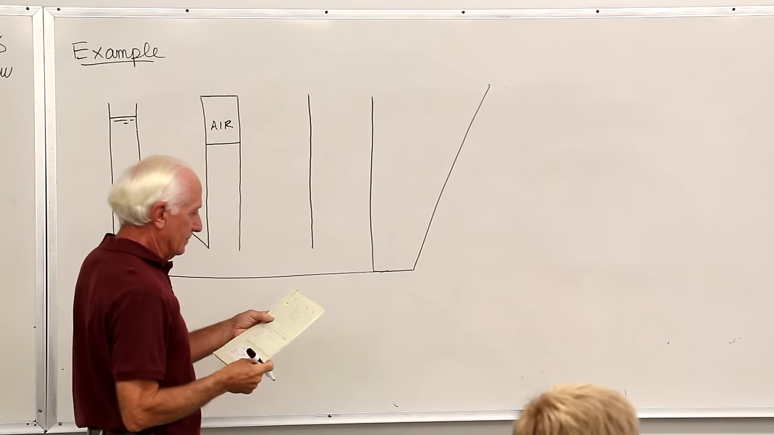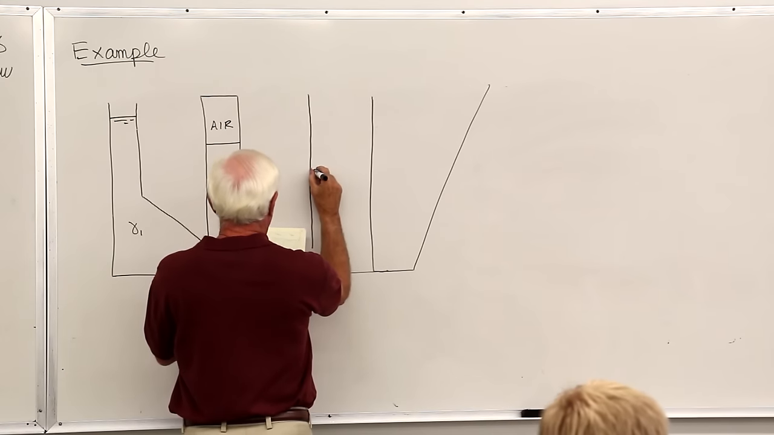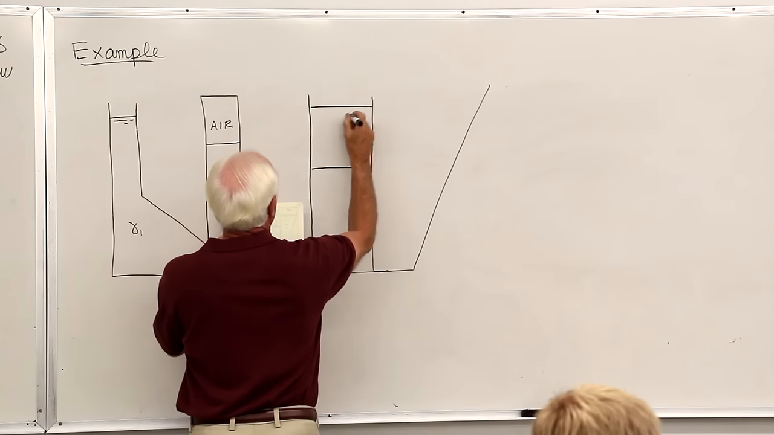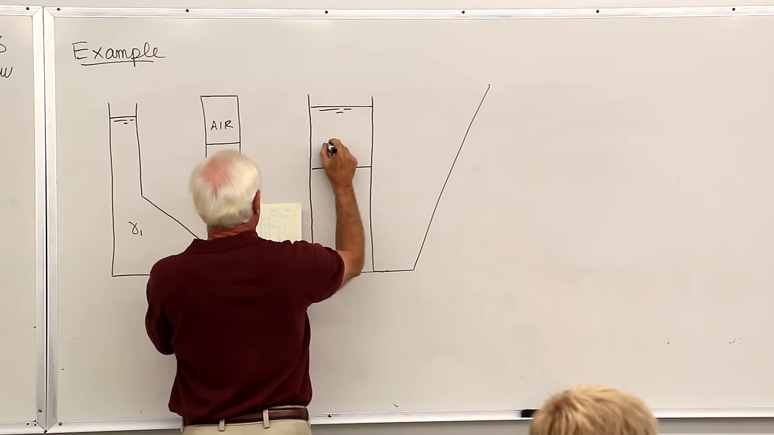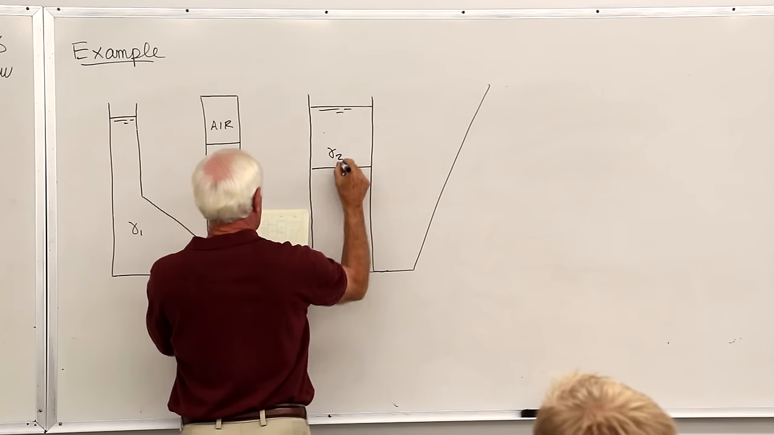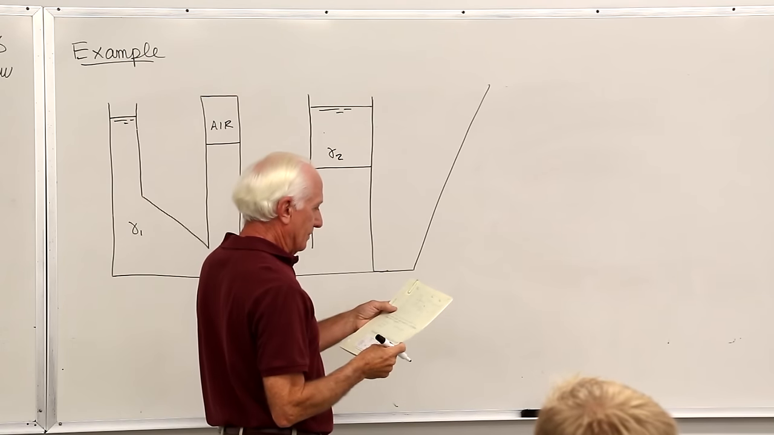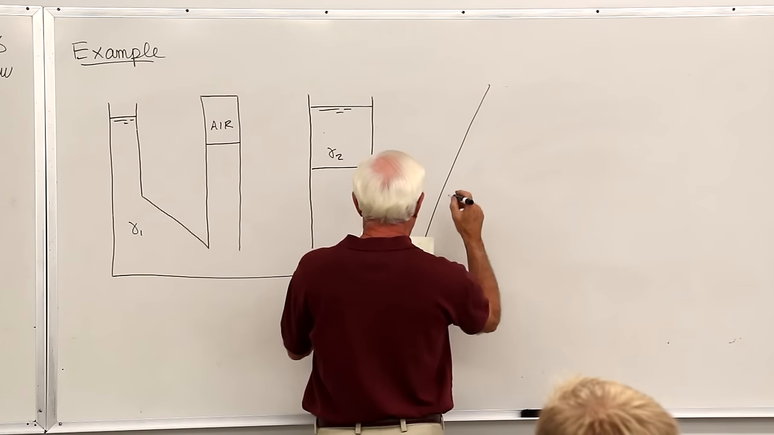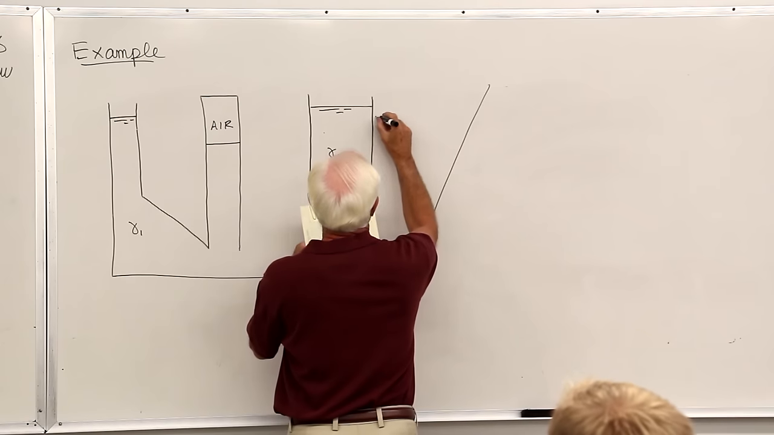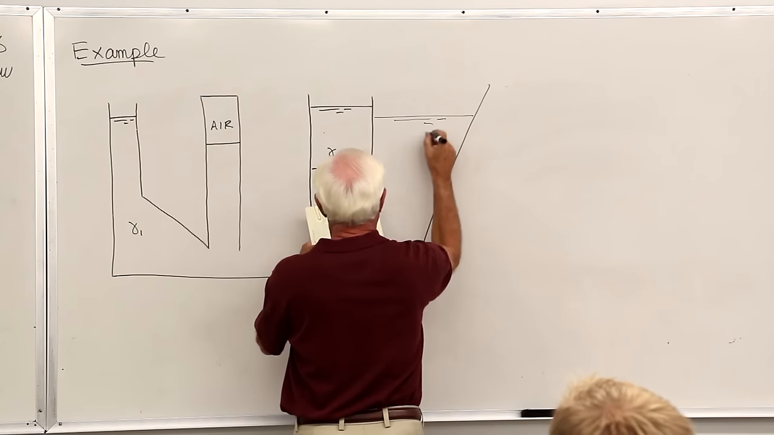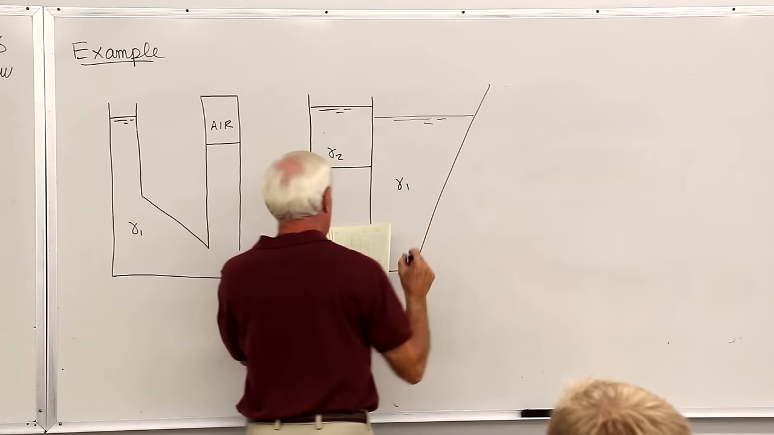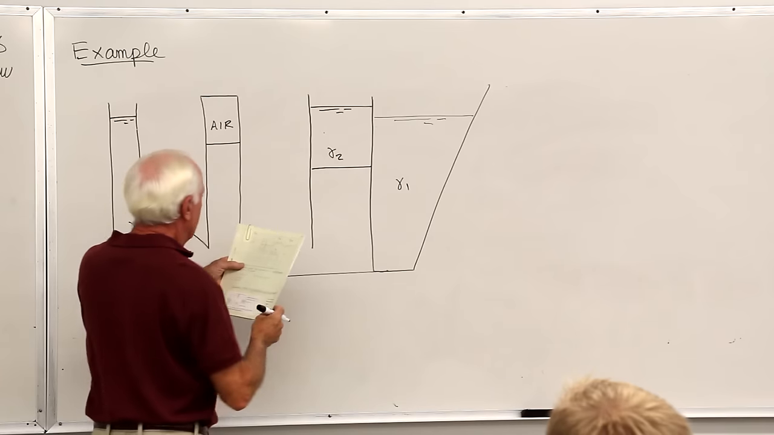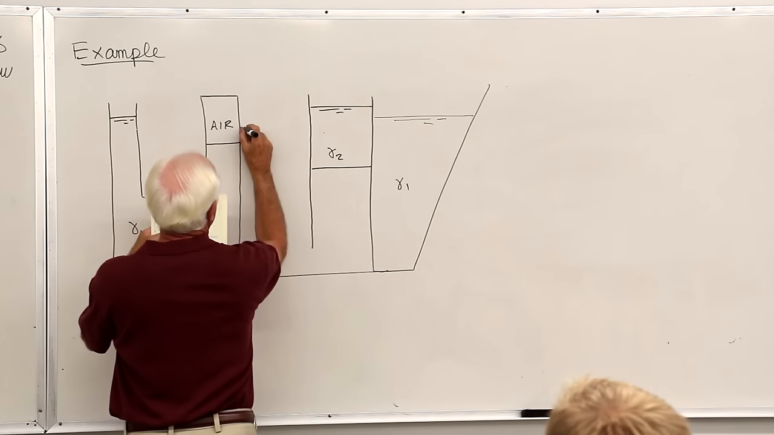Over here, this part, there's a fluid up here. It has a weight density, gamma 2. And this fluid over here goes up to here. This is gamma 1. Now, that middle one there has to have something in it. The middle one looks like this.